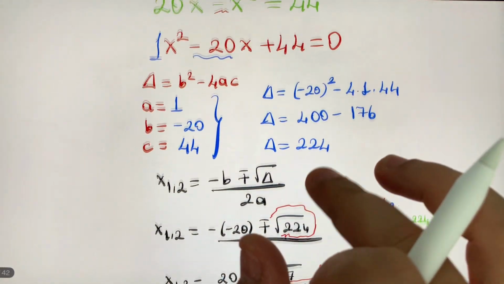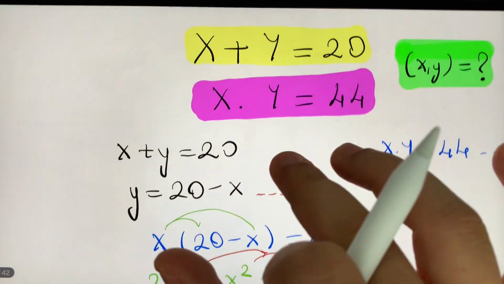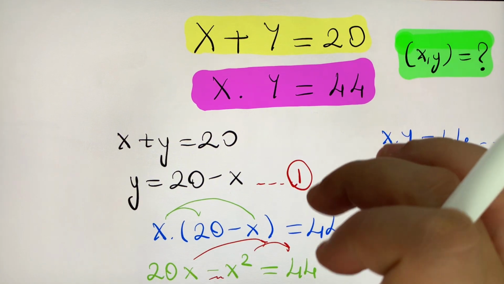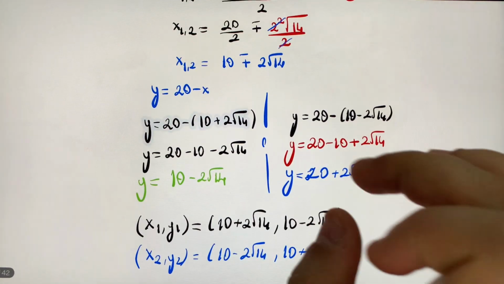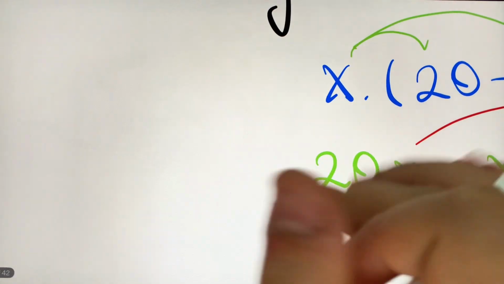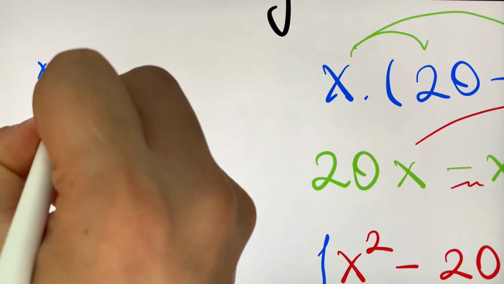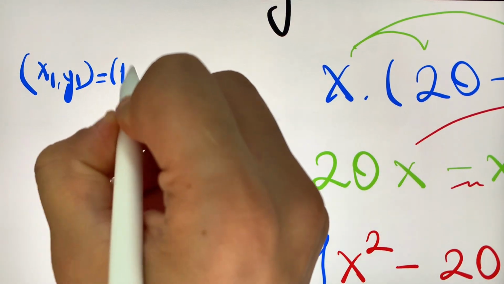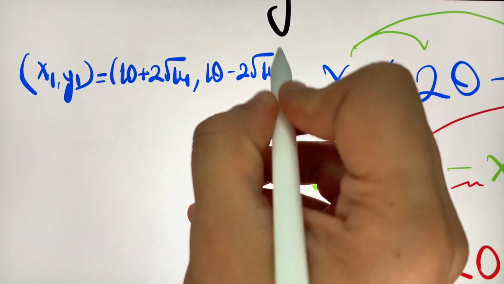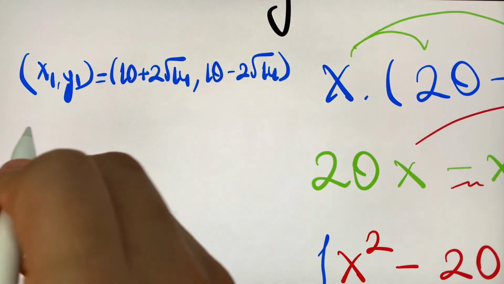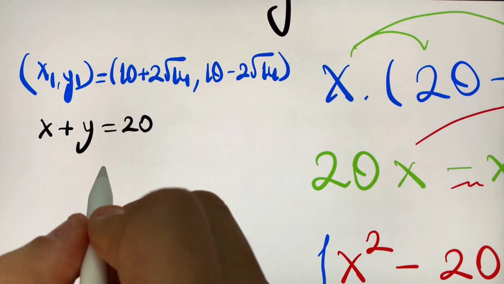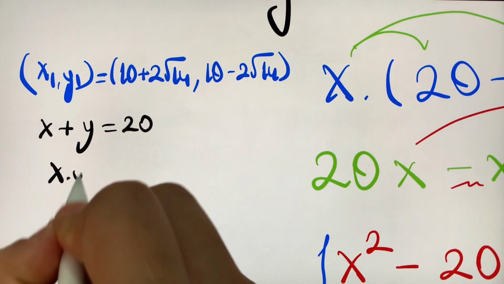What did the question claim at first? Adding x plus y gives 20, and he said the multiplication is 44. Let's substitute one of them into the equations. Let's take x1, which is 10 plus 2 root 14, and y1, which is 10 minus 2 root 14. What were our equations? X plus y is equal to 20, and x times y is equal to 44.